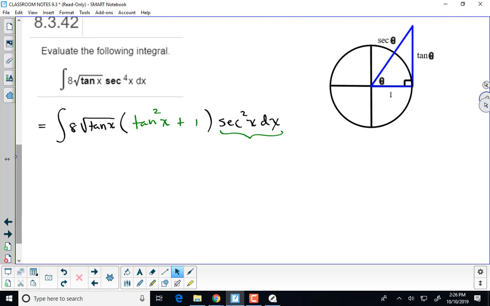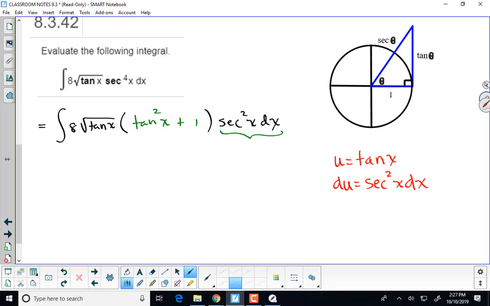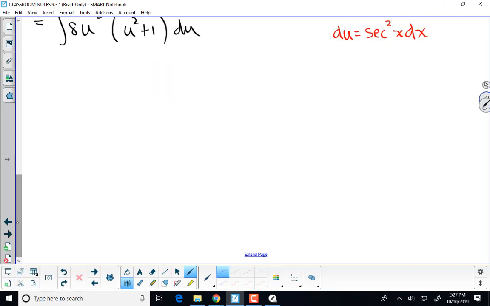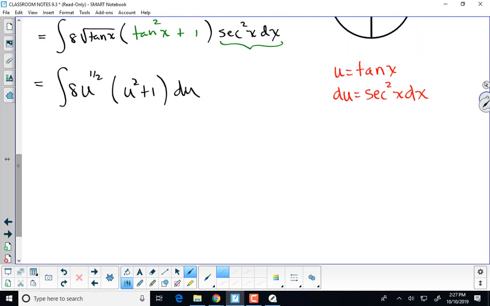Okay, so now we're ready for u sub. If u is tangent, then it all comes out nicely. So u is tangent, du is secant squared. So this will become 8u to the half multiplied by u squared plus 1 du. So you can factor the 8 out, you can leave it in, doesn't matter. 8u to the 5 halves plus 8u to the half du.